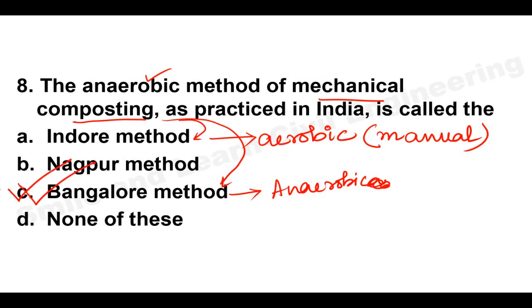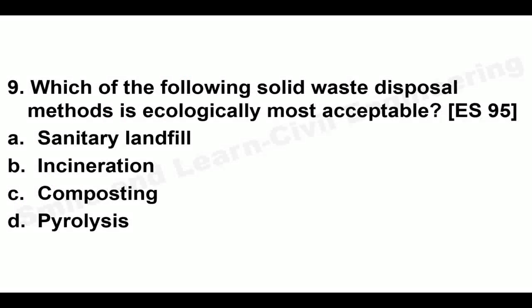Also, the Bangalore method is a cleaner method than the indoor method, because it is anaerobic and mechanical means are adopted. With manual methods, not so much care is taken, or disposal may not be proper, right? But in the Bangalore method, everything is very clean and done with the help of machines. Next question: which of the following solid waste disposal methods is ecologically most acceptable?